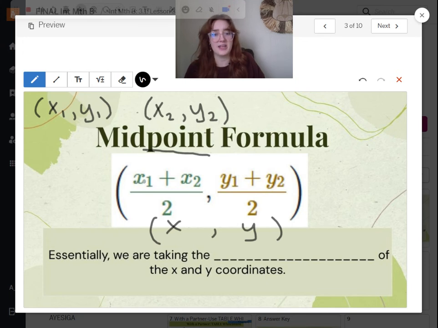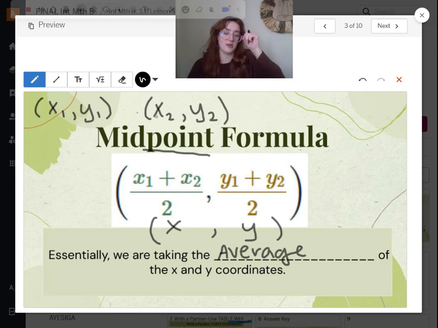So to find that coordinate, to find the x value of the coordinate, we're going to add together the 2 x values from the 2 points we're looking at, divide them by 2, and then do the same for the y values to find the new y value. So essentially what we're doing is we're taking the average of the x and y values from our original points on the graph.